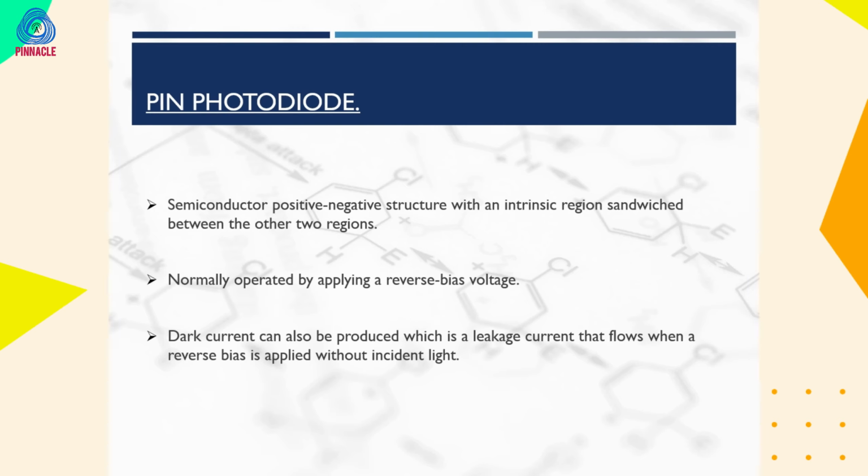The next photodiode is a PIN. So PIN is a semiconductor positive-negative structure with an intrinsic region sandwiched between the two regions, and this is very important: normally it is operated on reverse bias voltage. Okay, and the third very important thing is dark current, because when we are using a photodiode, then in normal conditions there is incident light which is not from the fiber, and because of that a leakage current is there, and this leakage current is known as dark current.